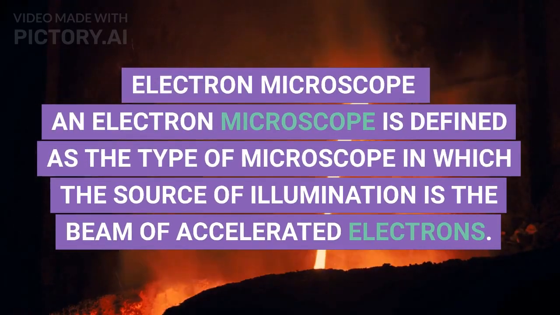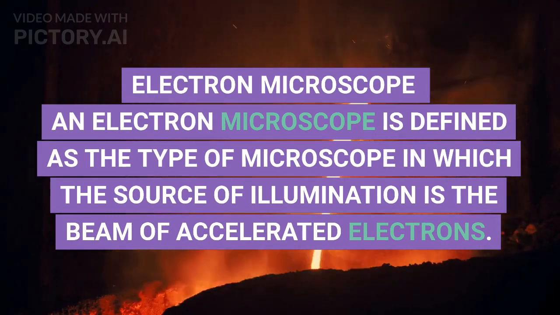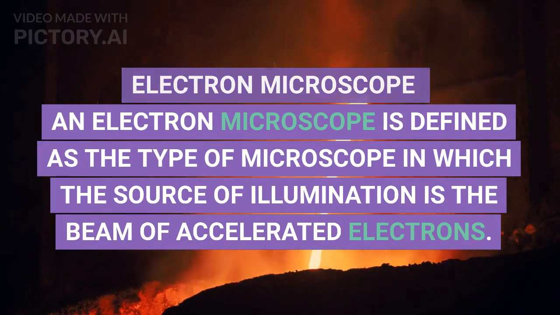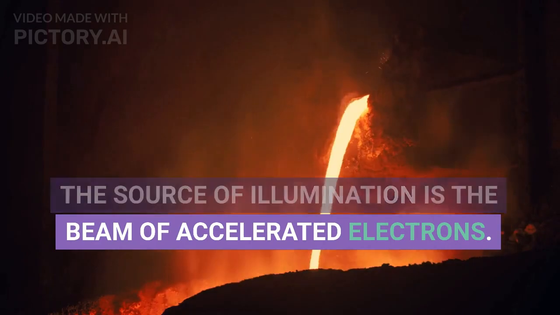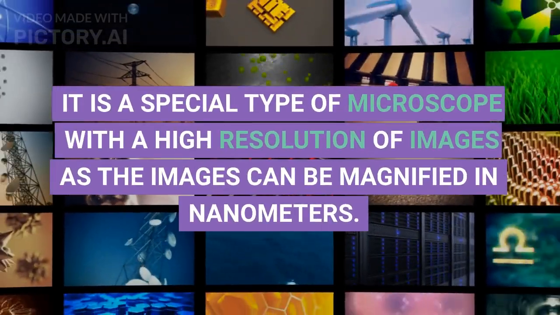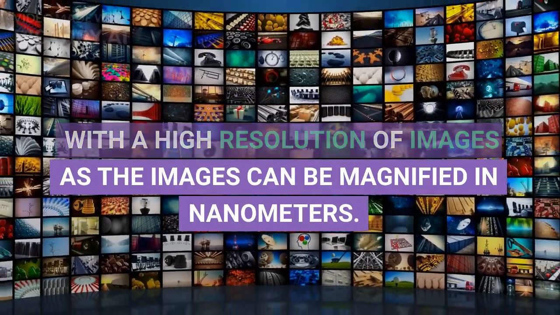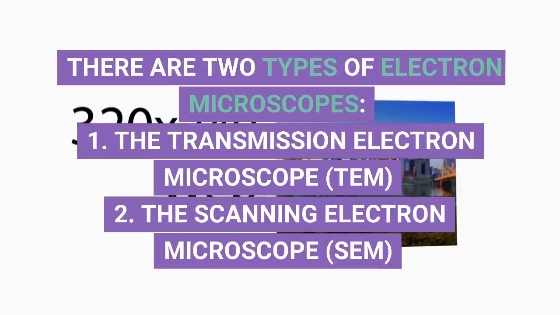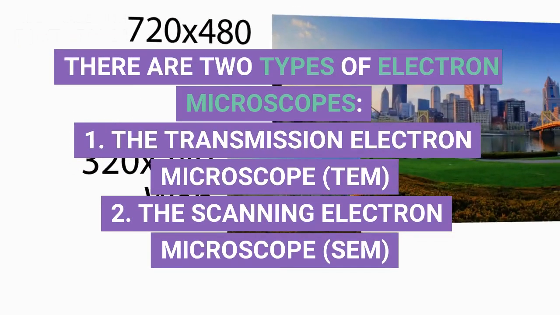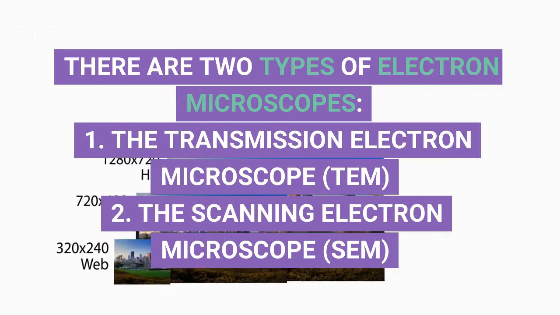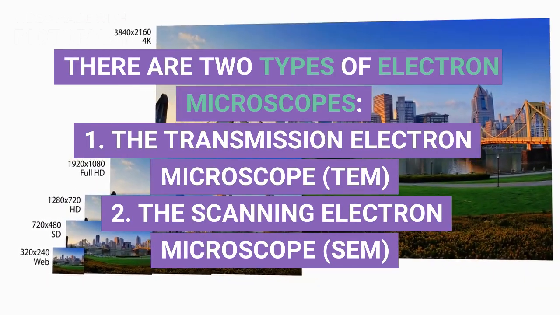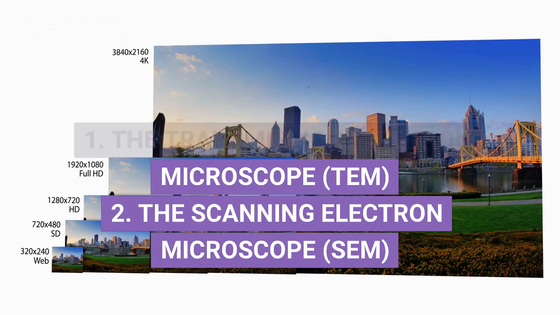Electron microscope. An electron microscope is defined as the type of microscope in which the source of illumination is the beam of accelerated electrons. It is a special type of microscope with a high resolution of images as the images can be magnified in nanometers. There are 2 types of electron microscopes. 1. The transmission electron microscope, TEM. 2. The scanning electron microscope, SEM.